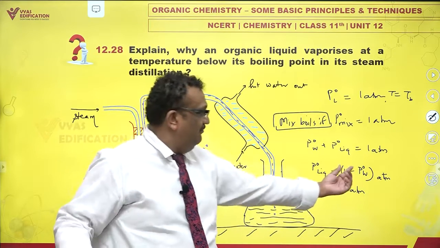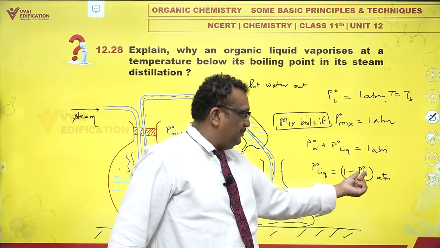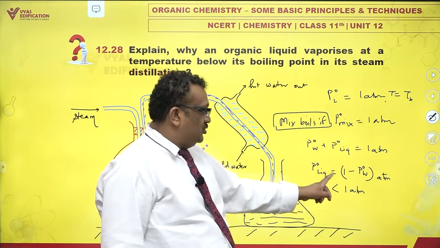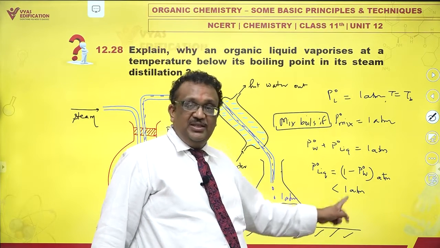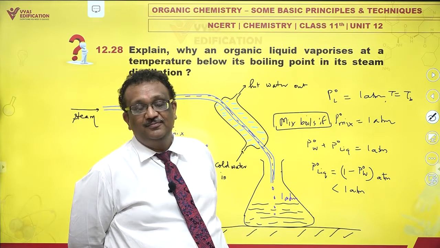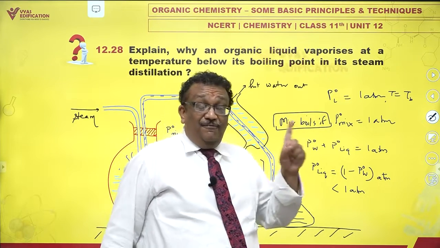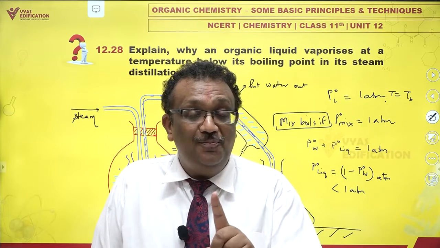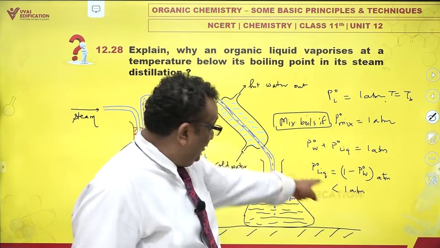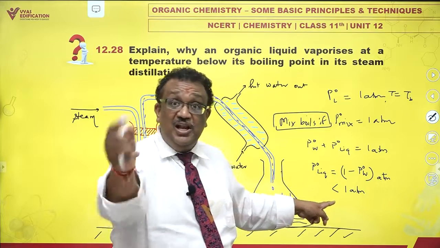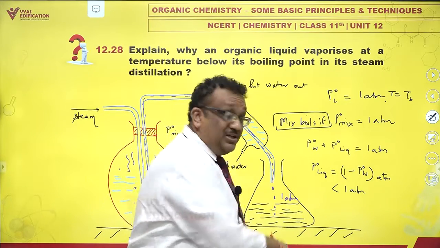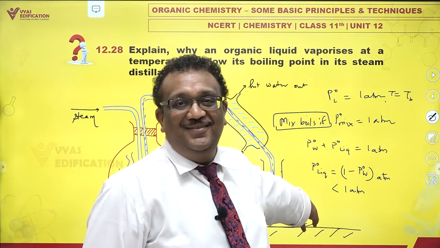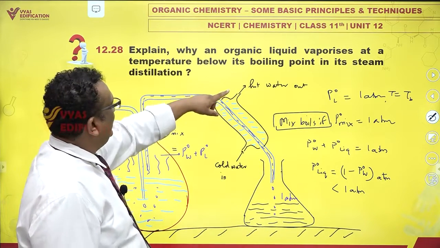Vapor pressure of water would be some value, right? So, if I subtract something positive from 1, I would get a number less than 1. So, that means vapor pressure of liquid has to be less than 1 atmosphere. When vapor pressure of liquid is 1 atmosphere, that temperature is the boiling point. And at this temperature, vapor pressure of liquid is less than 1 atmosphere. That means this temperature is less than the boiling point of the liquid. Right? This is what is being said.